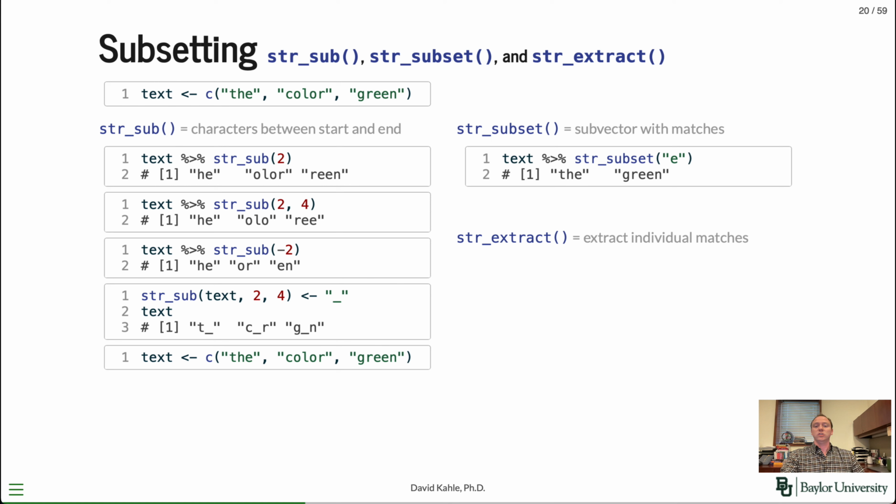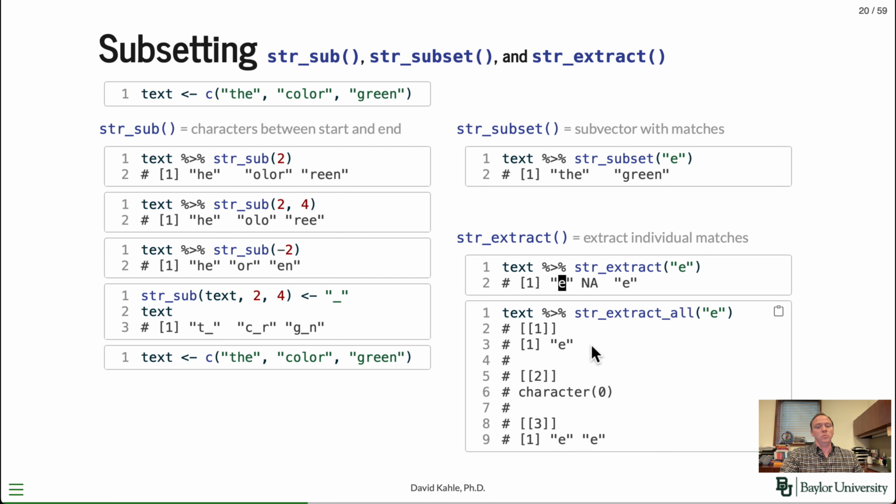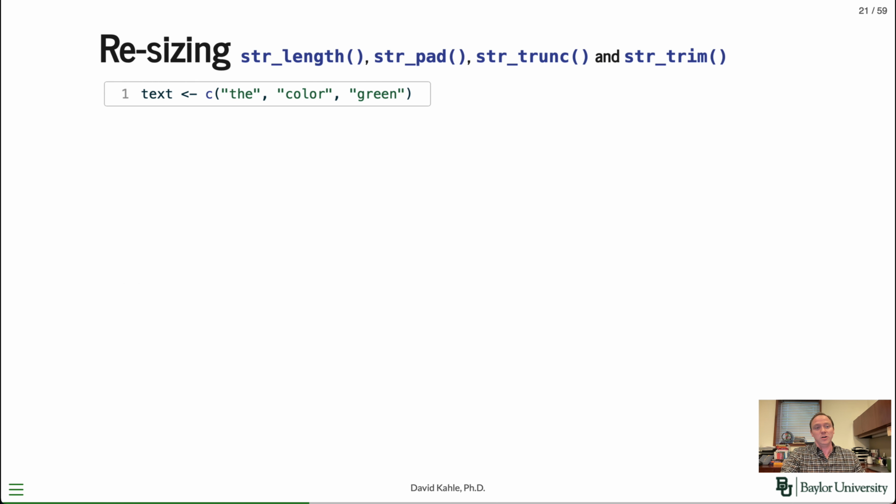Okay, str_extract will give you those individual matches themselves. So str_extract E, the first has an E in it, and so it extracts that E. The second one has nothing, it does not have an E, so there's no match, and the third has an E in it. There it is. Okay. There's also an extract all, which would give you every match in each of the input elements. This is something that's not very interesting right now, but it will be when we learn regular expressions. So just remember str_extract and str_extract_all.